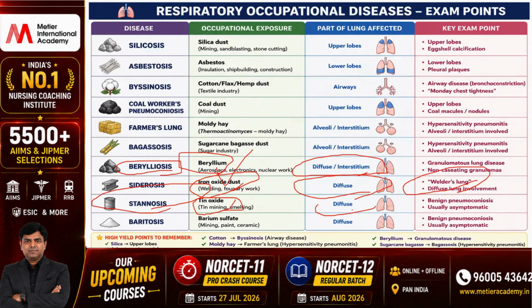Here also all the lung part is going to get affected, and it leads to fibrosis. This fibrosis is also called as what? Benign pneumoconiosis. And the last one is baritosis.